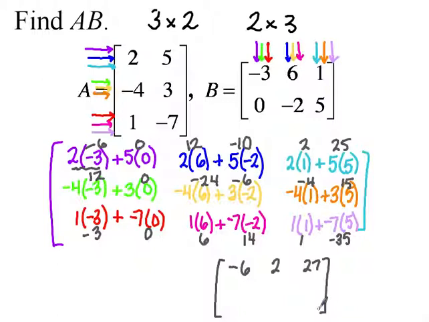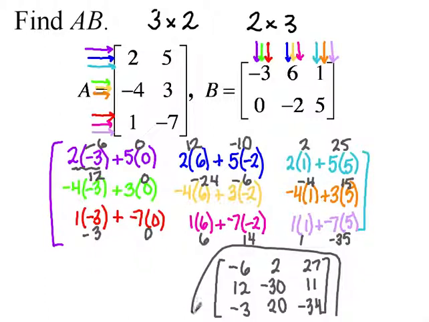Okay, what about the next row? 12? Yep. 11? Yep. Negative 34. Nice job. So that was one of the longer ones because our final answer was a 3 by 3. Will they all be this in depth and this long? No.